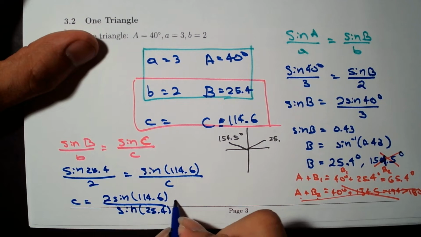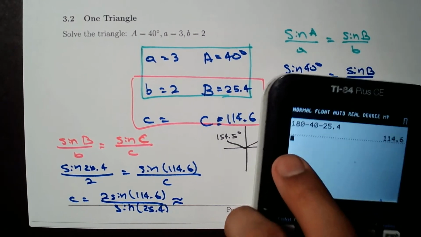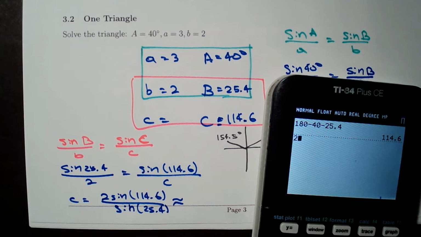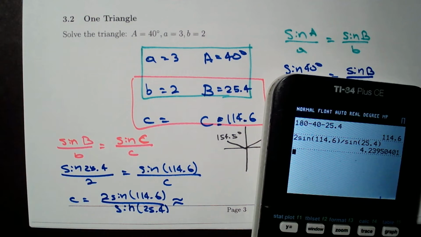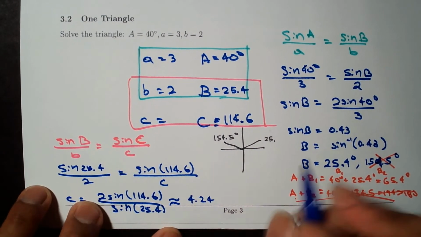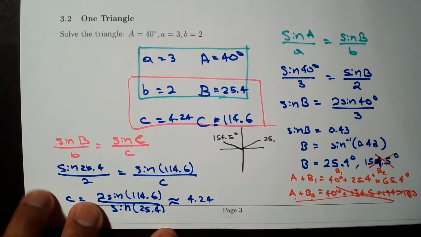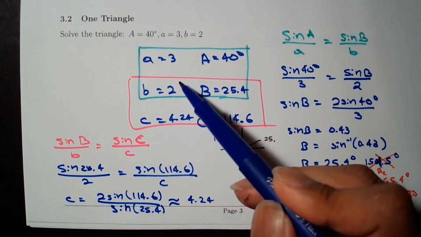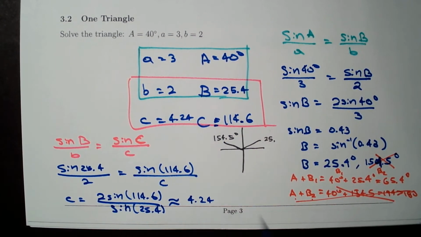And this is going to be roughly, well, let's use the calculator for this. That's 2 sine 114.6 and then divided by sine 25.4. So that's 4.23, 4.24 roughly. Okay, so 4.24. Of course, we could have used A and C instead of B and C, but this time I decided to combine B and C. If you do A with C, you should get the same.